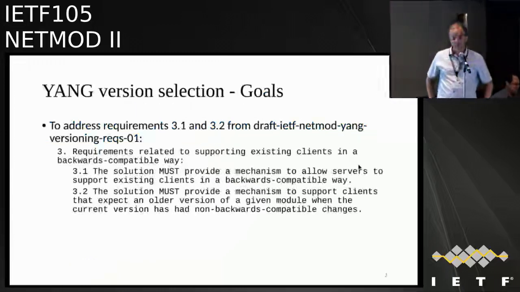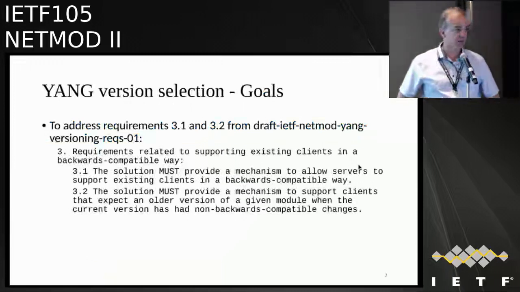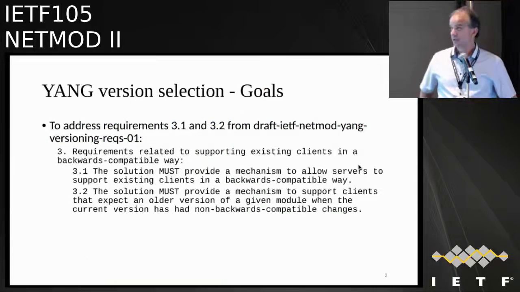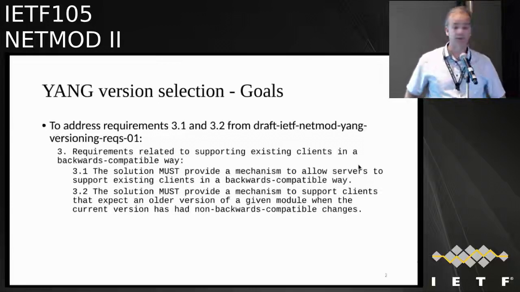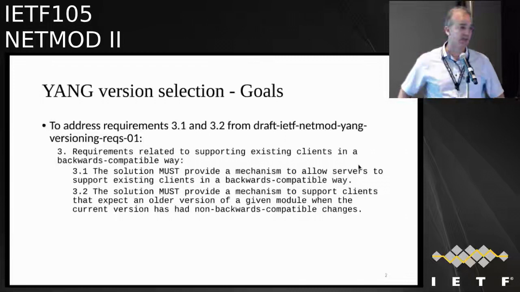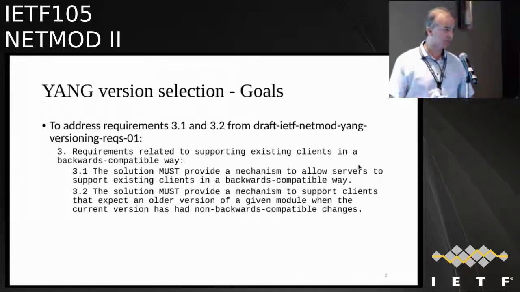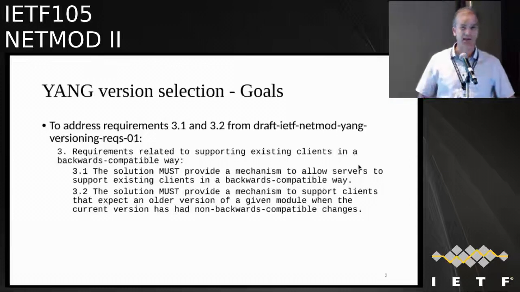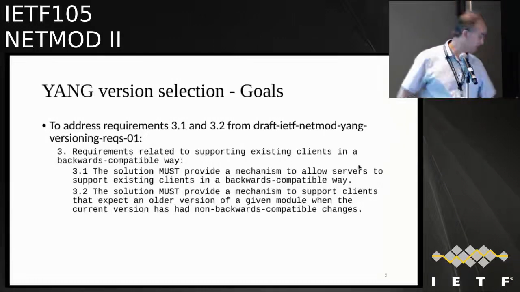Yes, so I'll be presenting the version selection draft on behalf of Rob and myself. This slide talks about why we are doing this. It comes from requirements 3.1 and 3.2 from the requirements draft Joe spoke about. Because Yang modules are changed in non-backwards compatible ways, we need to help clients migrate, so servers can support multiple versions and help clients select which version they actually want to run with. Next, please.